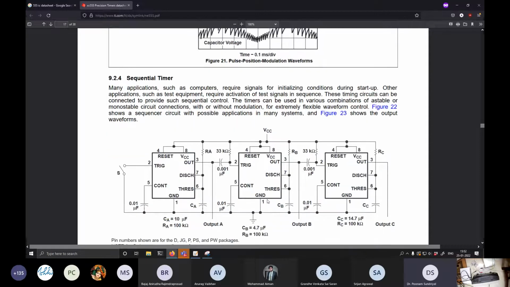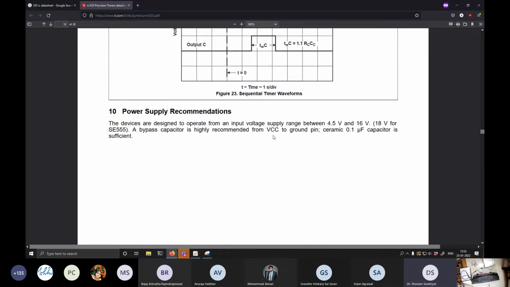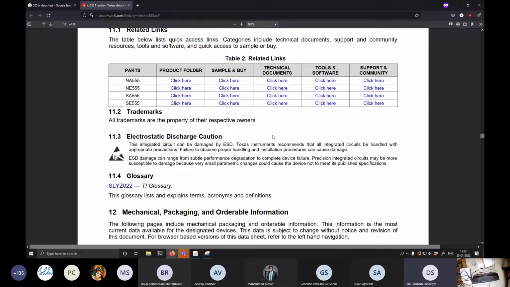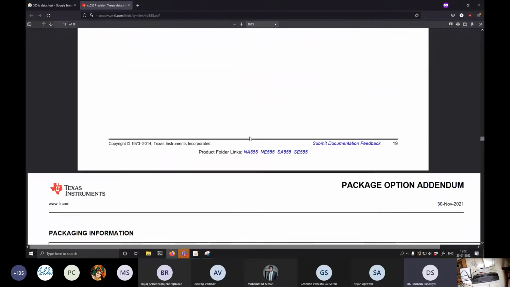You can have a sequential timer. So in various mechanical instruments, you know that this has to turn on, then this has to turn on, and while that thing is on, this has to turn off. So you can do such kinds of sequential timing. These are some of the applications that the data sheet itself gives.